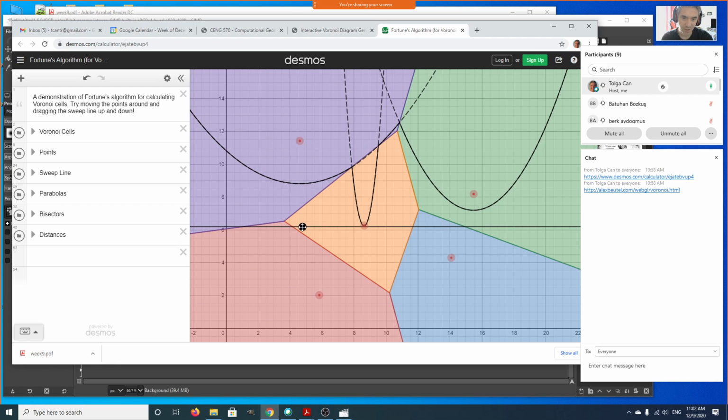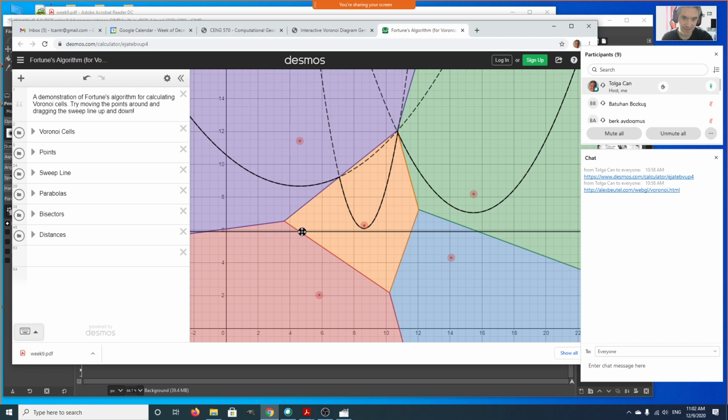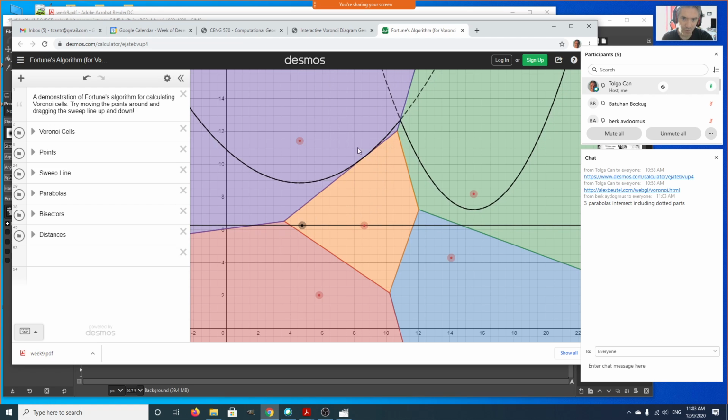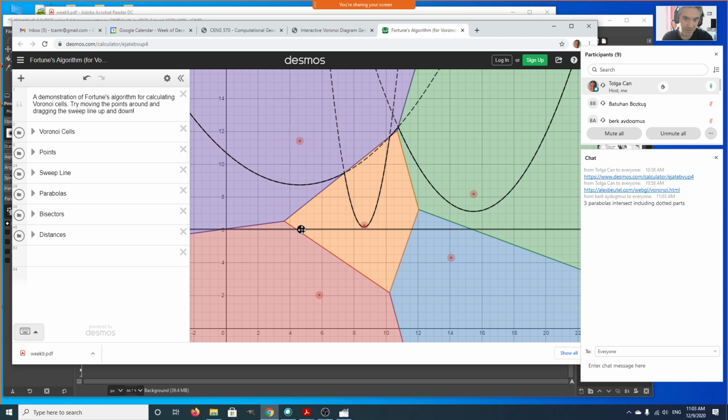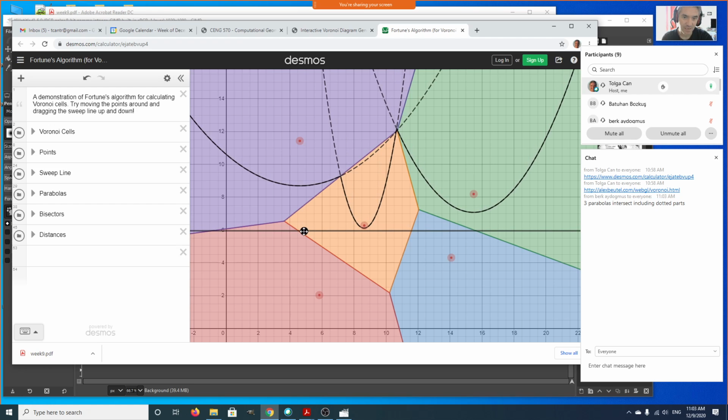The place where we know this vertex is right here. Right at this point, we know that vertex. What happened at that point? This parabola, exactly, the three parabolas intersect, including the dotted parts. What happens is that this parabola that belonged to the first site disappeared. It shrank. Look at this. It was like this. As we move downwards, it shrinks, and it disappears.